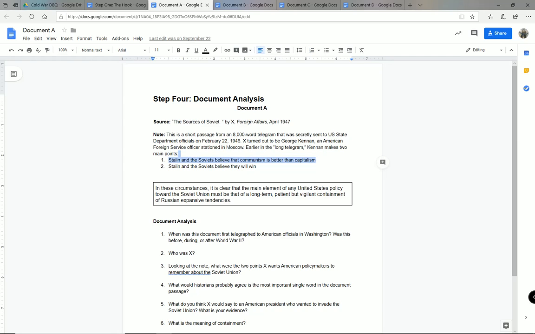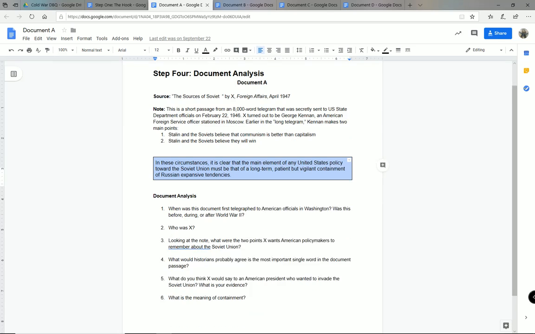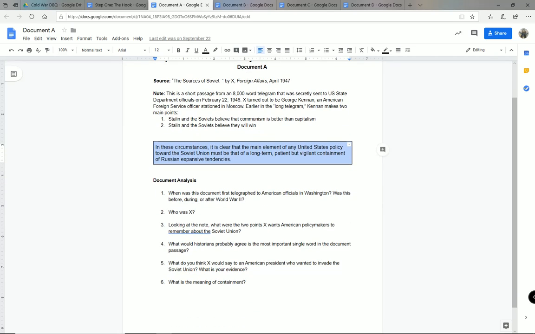Now, you could switch out communism and capitalism with different words, and this one would still work, and this was kind of the point that Kennan was trying to make. Stalin and the Soviets believed that the Soviet Union was also, in general, better than the United States, and this came across very clear in this telegram. The actual document itself is fairly short, so I'm not going to read it to you. Go through the questions, respond to this.